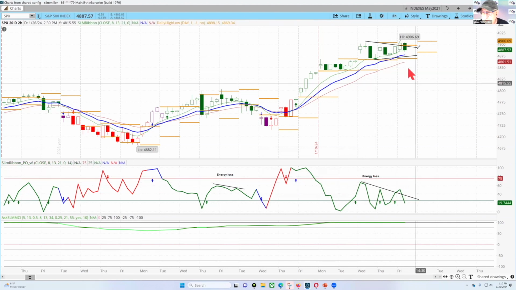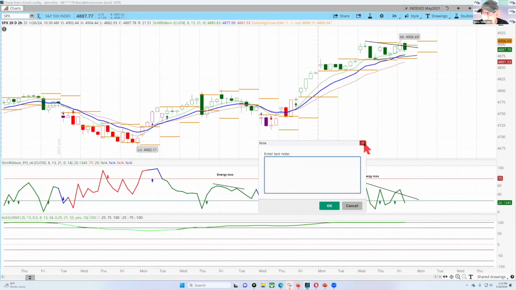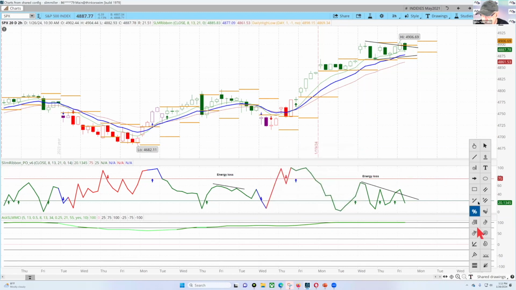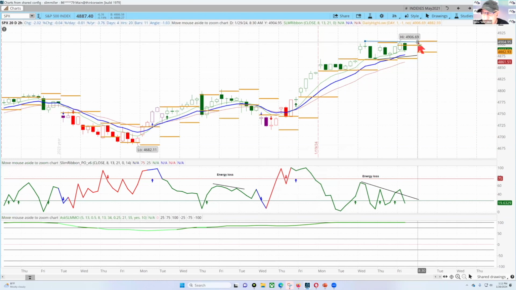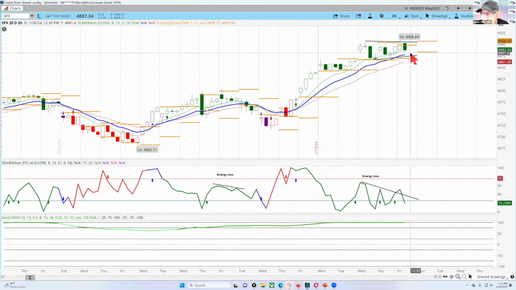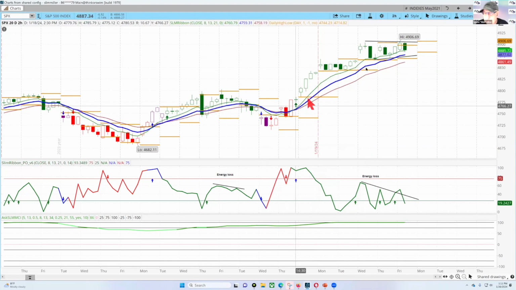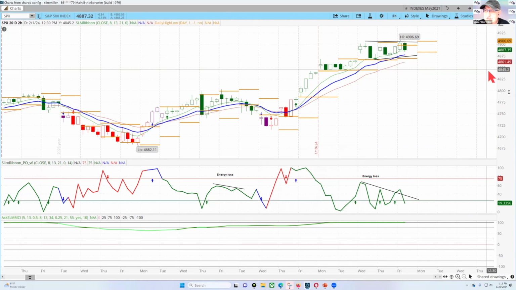So we might have this correction going on. Let me just get this pointer up here. There's kind of a consolidation that you see happening right over here. But the 2-hour momentum is still very strong. So it's like a domino effect.